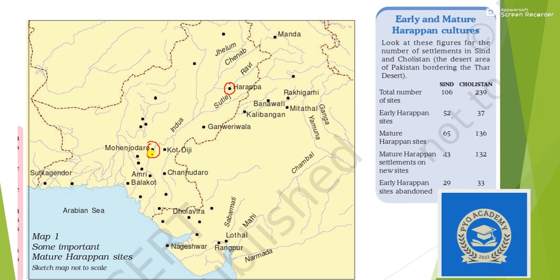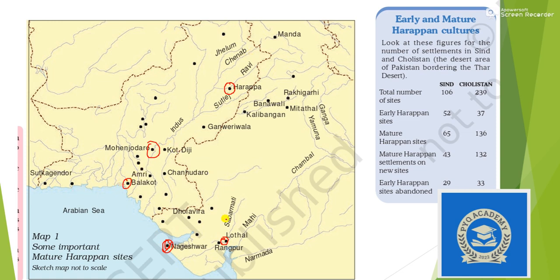Other than that, you can see that Nageswar is a place situated near the sea. That means it must be a port, similar to Lothal. So the port cities are Lothal, Nageswar, then Balakot. It is also a port city. Do not confuse this Balakot with the Balakot strike. So these are the places.